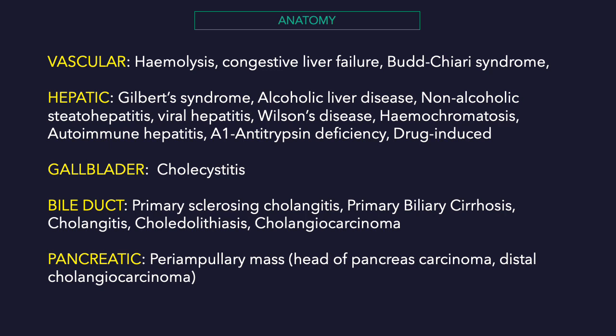Using the anatomical filter, the causes of jaundice are classified as to where the pathology originates anatomically. So the pathology can lie in the vascular system, in your liver, in your gallbladder, in your bile duct, or in your pancreas. Please feel free to pause this video to peruse further.